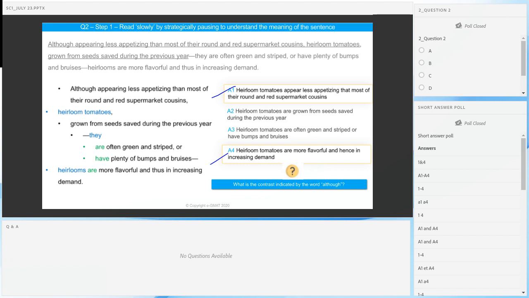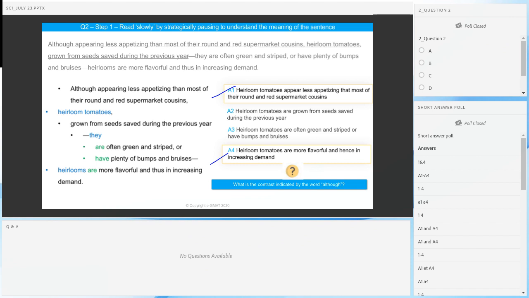But when we go to buy tomatoes in the market, we pay more attention to red and round, really to the looks, and do not think so much about the taste, because that's what we think: the prettier they look, the better they would taste. But that's not the case with heirloom tomatoes. And this is how we arrive at the logical meaning of the sentence. So the meaning is very, very clear.